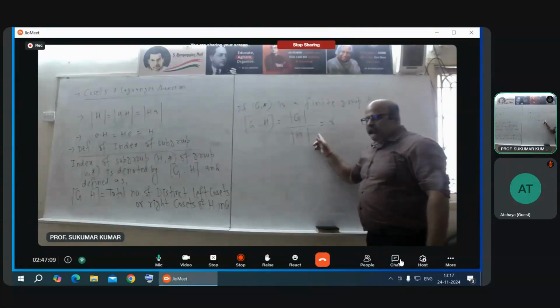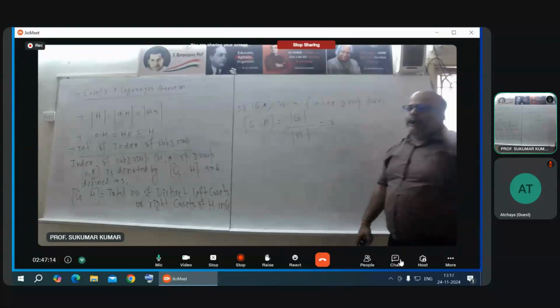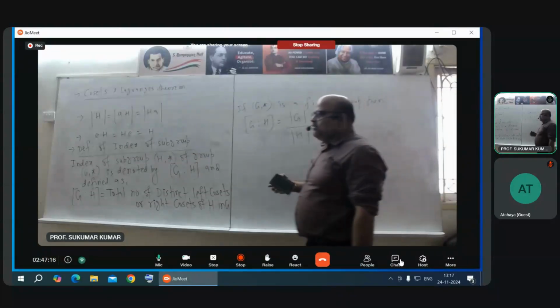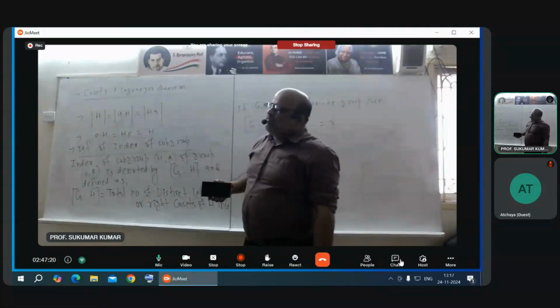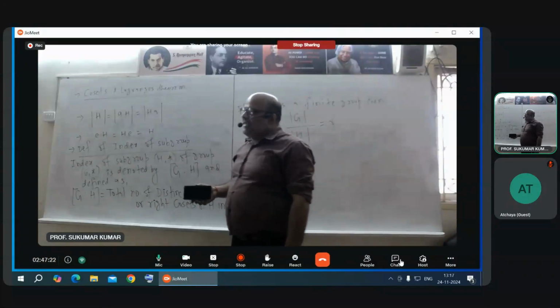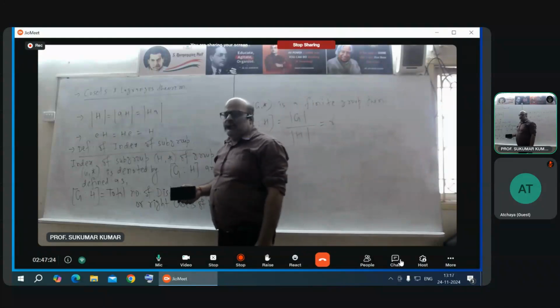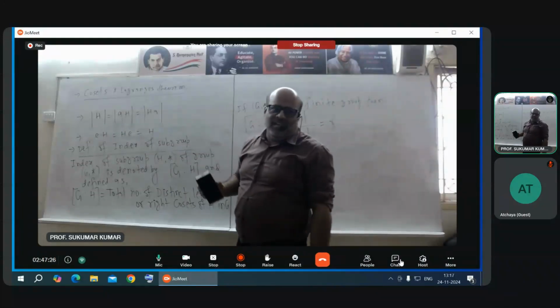And this is Lagrange's theorem. If H is a subgroup of a finite group G, then the order of H divides the order of G. This is called Lagrange's theorem.